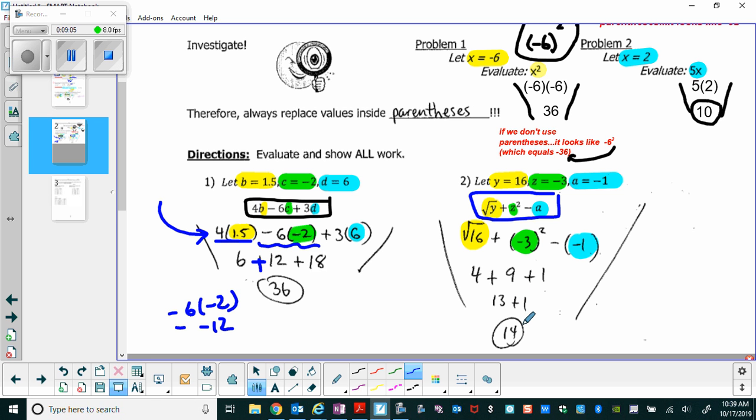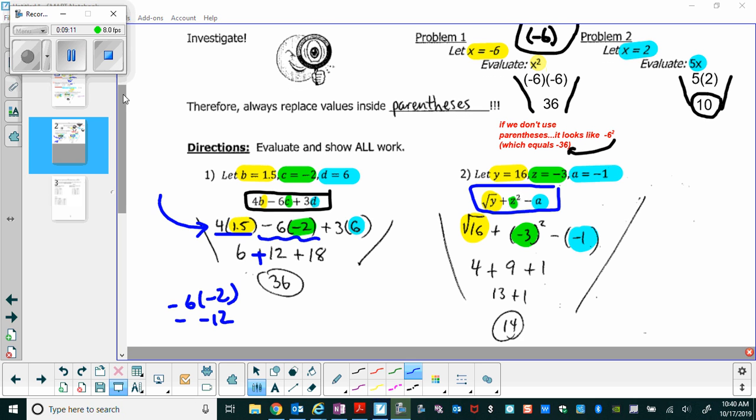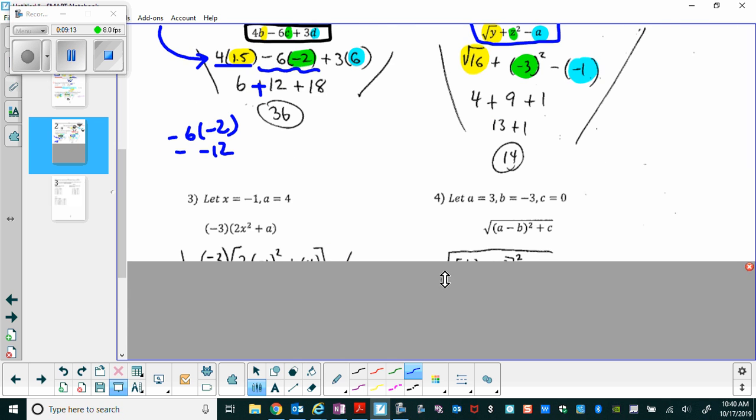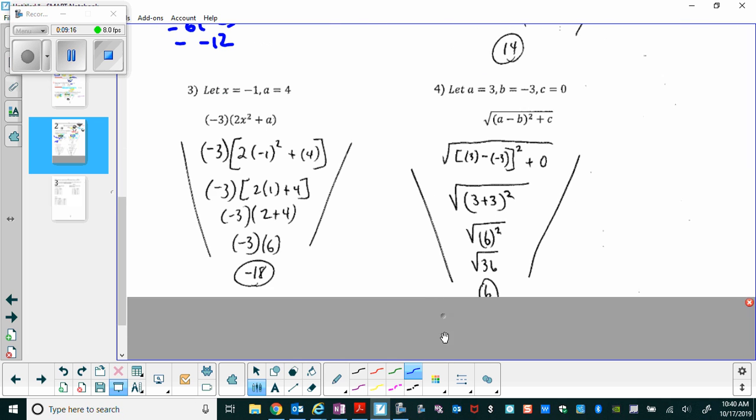So at this time, I'm going to have you pause the video and just try the next 2 for practice, and when you're done, you can hit play to see how you did. All right, so let's see how you did with 3 and 4, and the work is here for you.